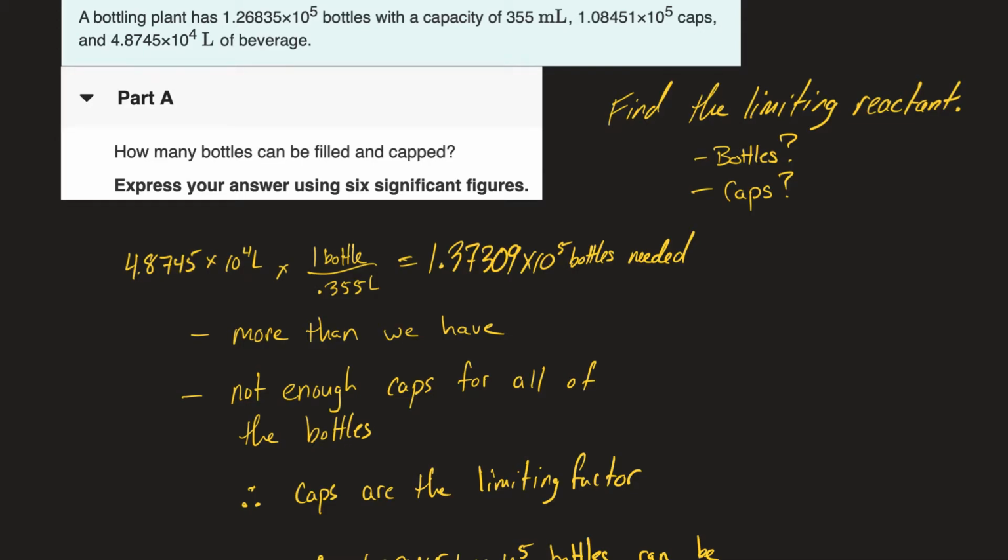All right, this ultimately is a limiting reactant problem. And so we have to find the limiting reactant first. So is it bottles, is it caps, is it volume of beverage? We've got to figure that out.